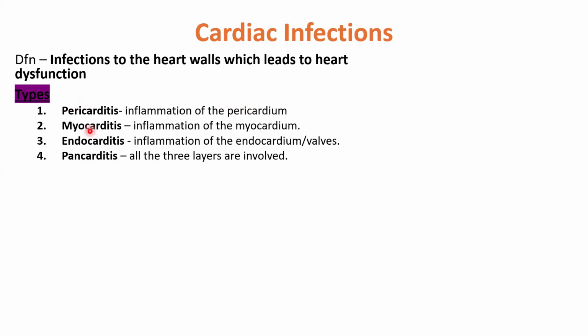So pericarditis is inflammation of the pericardium due to infections. Myocarditis is inflammation of the myocardium. Endocarditis means inflammation of the endocardium and the valve. So from the layers of the heart, you add carditis: myocarditis, pericarditis, endocarditis, and then you know which layer it is. If I ask you to give me the definition of carditis, I'll be expecting you to tell me it's inflammation of the heart walls. And if all three layers are affected, you'll have pancarditis.